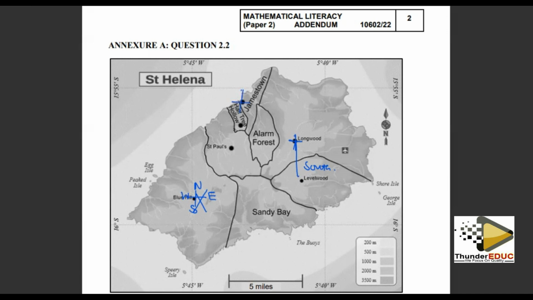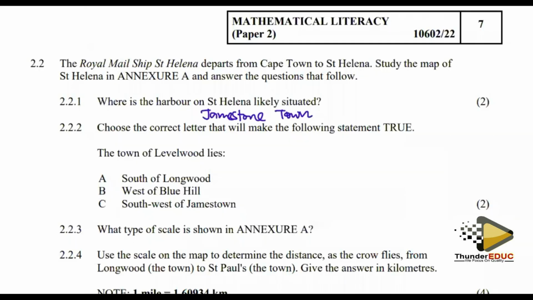1, 2. We connect coming inside. No, this is southeast. Also, this is wrong. So this is what? Right. Let's go back to the question and we see. So the right one is supposed to be A, south of Longwood. These ones were all wrong. We saw them on the other side.